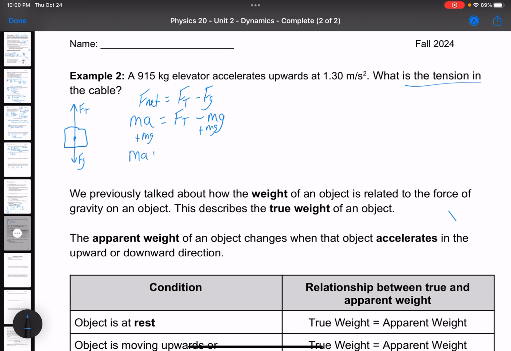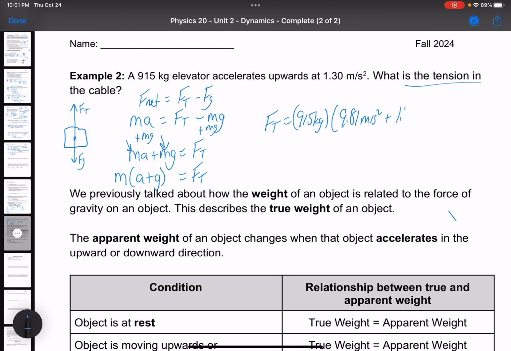And I have ma plus mg, it's equal to the force of tension. I can factor my mass out, so it's going to become m times a plus g equals Ft. Just finishing this out over here, I have the mass, 915 kilograms. Now, just to state this, you wouldn't have to factor the mass out. You could put it in here and put it in here. That would be fine, doesn't really change anything at all. So 9.81 meters per second squared plus 1.30 meters per second squared. Give me a second to grab a calculator here.